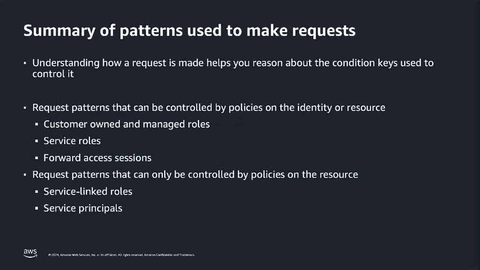To summarize, understanding how the request is made can help you figure out what condition keys and values to use in your policies. It also helps you reason about which policies you can use to control which requests. Some request patterns, like service-linked roles and service principals, can only be controlled by policies on your resources and not policies on your identities, like service control policies.